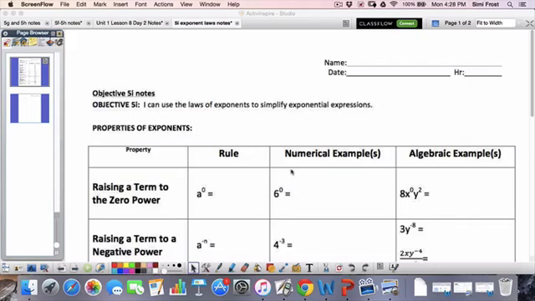This is the video for Objective 5I. I can use the laws of exponents to simplify exponential expressions. So what we're trying to do here is eventually be able to simplify these guys on the right. But let's just write them all down here.